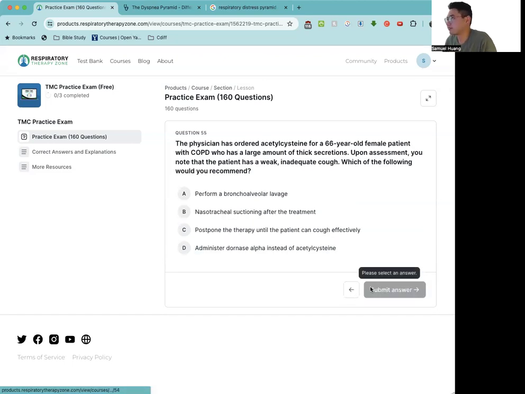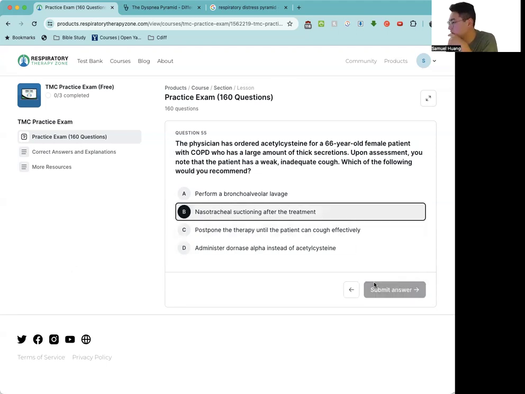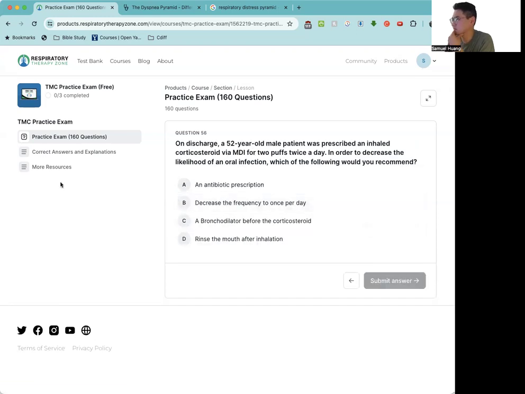All right, nice. 55, ordered acetylcysteine, large amount of secretions. That's great, but they don't cough. Acetylcysteine breaks up the secretions. However, you need a cough reflex. So instead of getting rid of the secretions that way, probably just suction them. Yeah, just suction them.